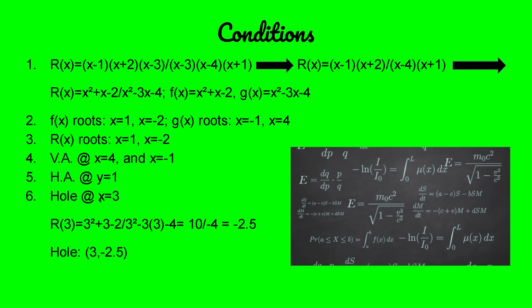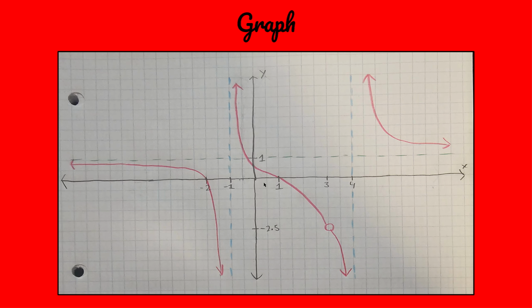There's a hole at x equals 3, and we know that there's a hole because we cancel out the x minus 3's from top and bottom. So when we plug in 3 into our function, we get -2.5, and our hole is (3, -2.5). So it satisfies all 6 conditions. This is our graph of the function.